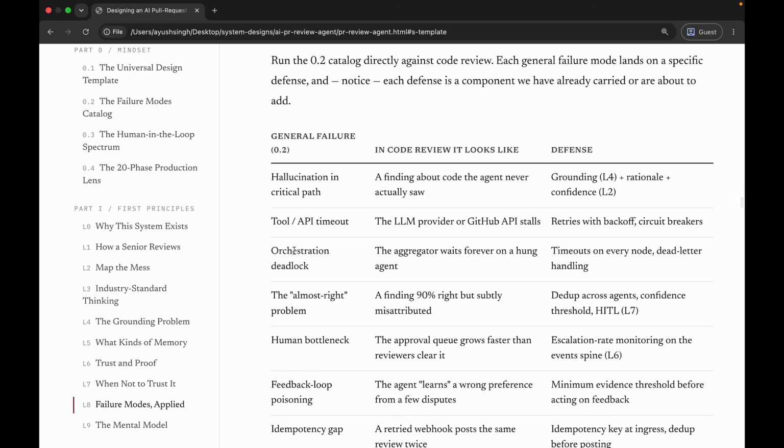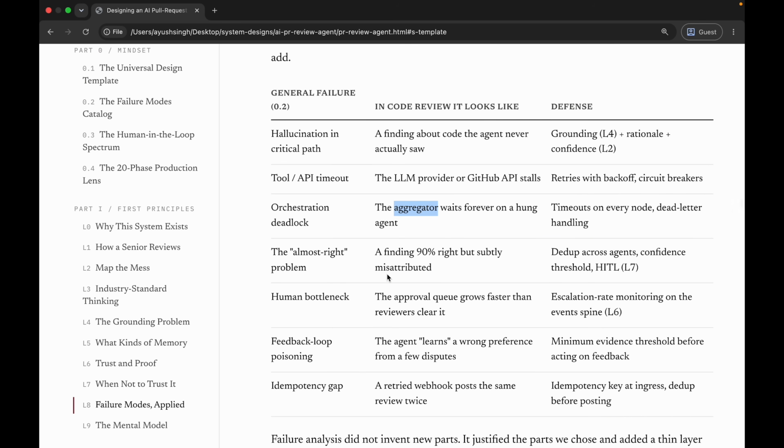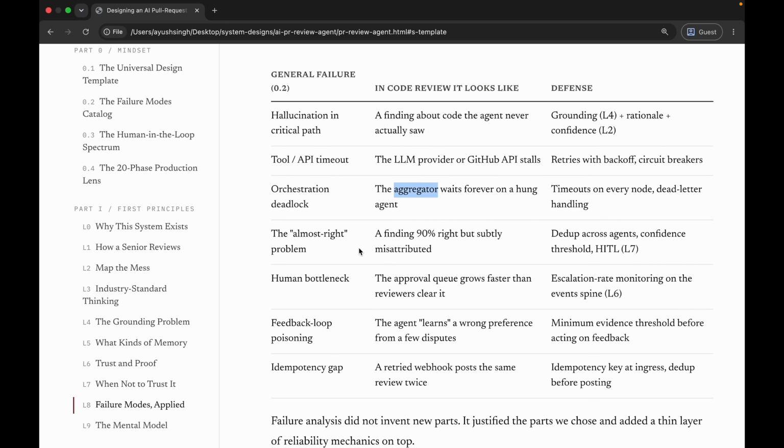Then orchestration deadlock, which means the aggregator waits forever on a hung agent, which means our parallel agents, 4 agents, they are not giving any output. So my aggregator is waiting. So there should be timeouts on every node, so that it should time out after a certain point of time. You have always seen how the timeout works.